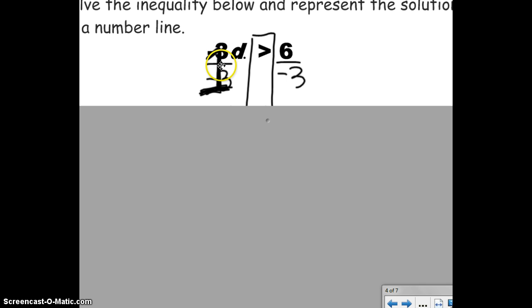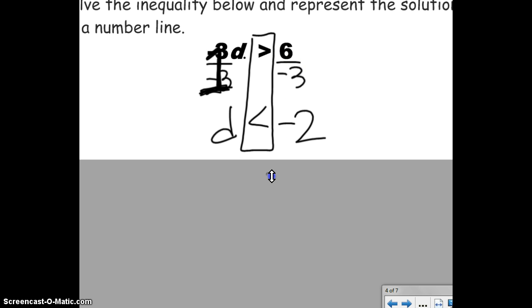Negative 3 divided by a negative 3 simplifies to a 1, so I'm left with just 1d on the left-hand side. 6 divided by negative 3 gives me a negative 2. In my notes from the other day, we noticed that when we divide or multiply by a negative number, I have to switch my inequality.